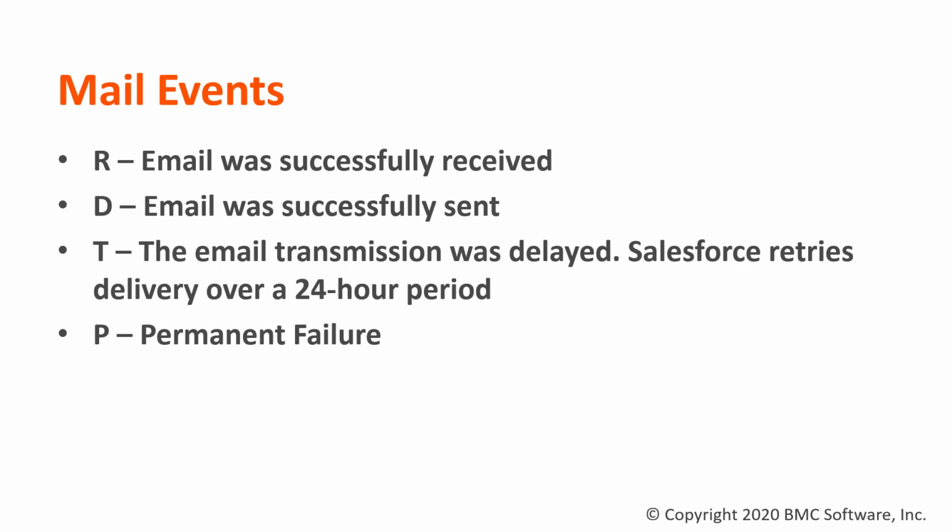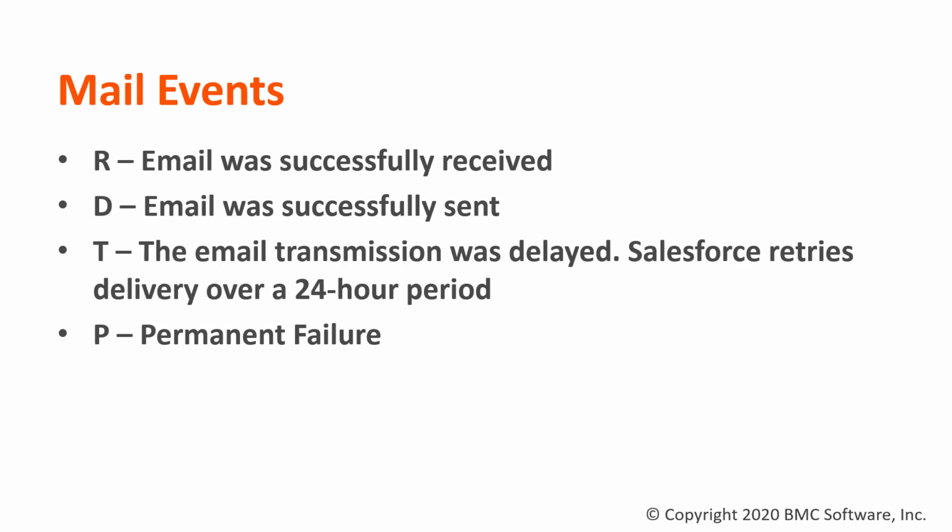T means transient failure, and Salesforce tried to deliver the email over a 24-hour period. And finally, P is for permanent failure. This happens when the email could not be delivered.